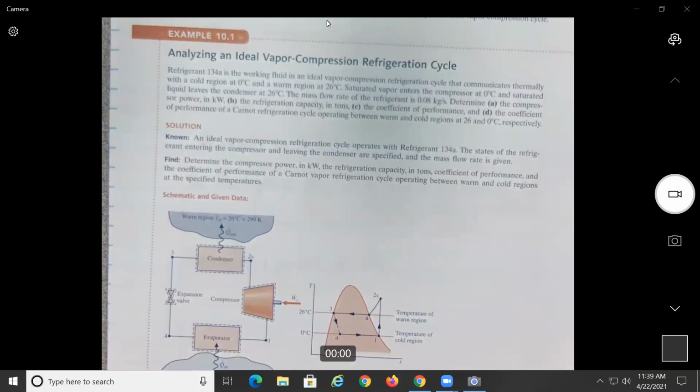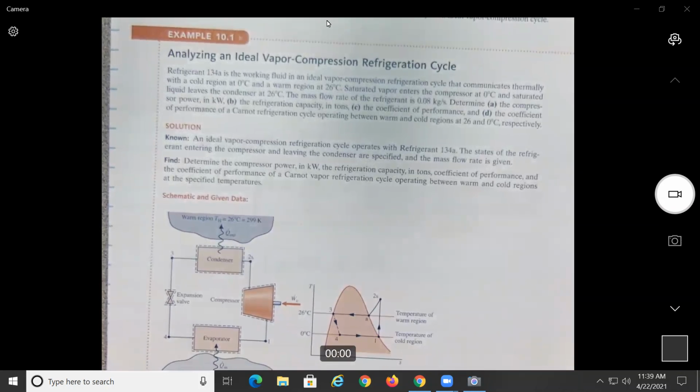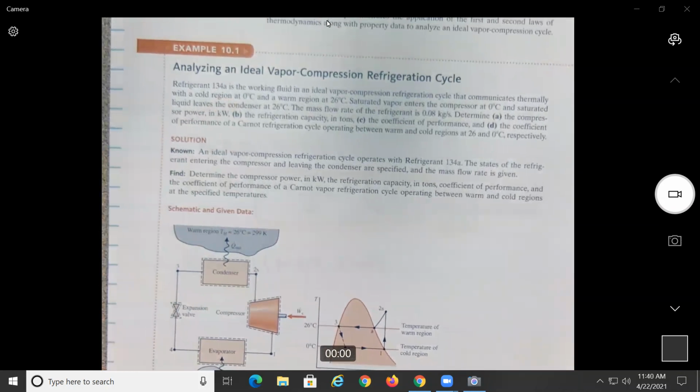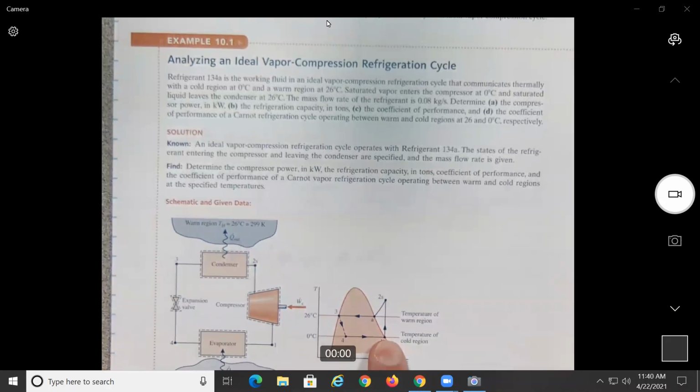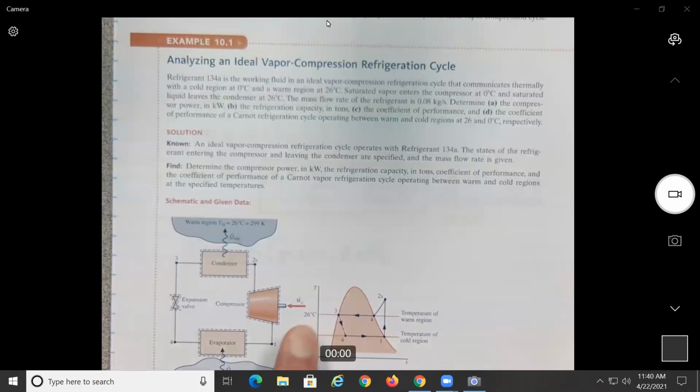So basically, this system is not exactly the same, but this is kind of similar to what you have in the cars. All right. But anyway, refrigerant 134A is the working fluid in an ideal vapor compression refrigeration cycle. So ideal, why? Because this works isentropically. Okay. That communicates thermally with the cold region at 0 degrees. So this here looks like this, a cold region here at 0 degrees, and the whole reservoir is at 26. Saturated vapor at 1 enters the compressor at 0 degrees Celsius, and saturated liquid leaves the condenser at 26. So saturated vapor, saturated liquid. Okay, those two locations are here.